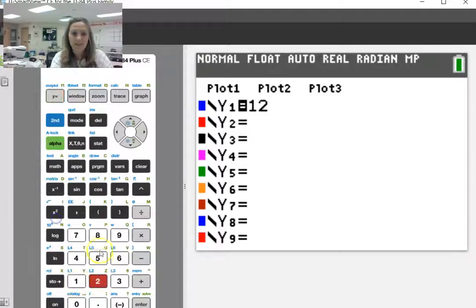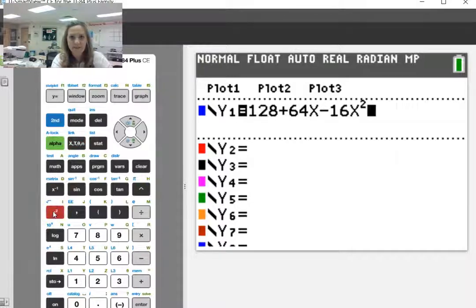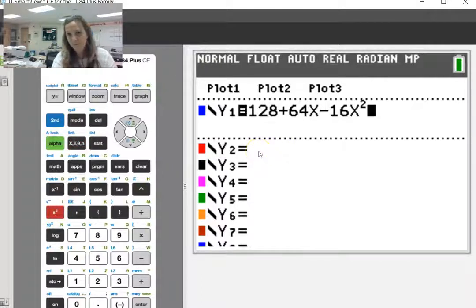So 128 plus 64, and then notice that the x is up to the alpha key. And then minus 16x. And now to get the squared, I'd go on the left column, and then you should see an x squared key. And that's a nice way for you to have that. So we've got our equation in y equals.